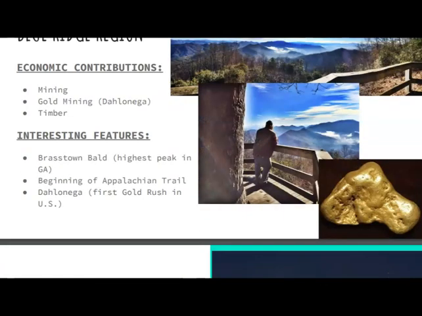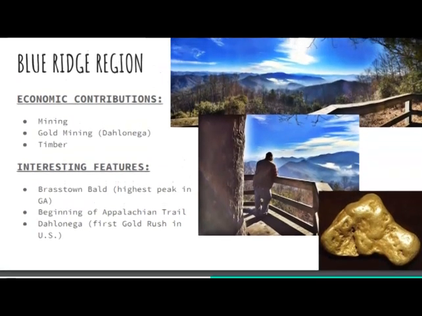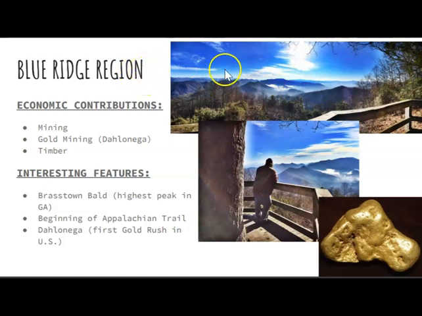So here in this next slide is where you're going to see that blue haze. So here we can see that blue haze coming up that mountain. So economic contributions, we have mining, gold mining, and that's going to be in Dahlonega. We have timber, and interesting features. We have Brasstown Bald, which we said was the highest peak in Georgia. It begins the Appalachian Trail. Dahlonega is also located in this region, and it's the first gold rush in the U.S.